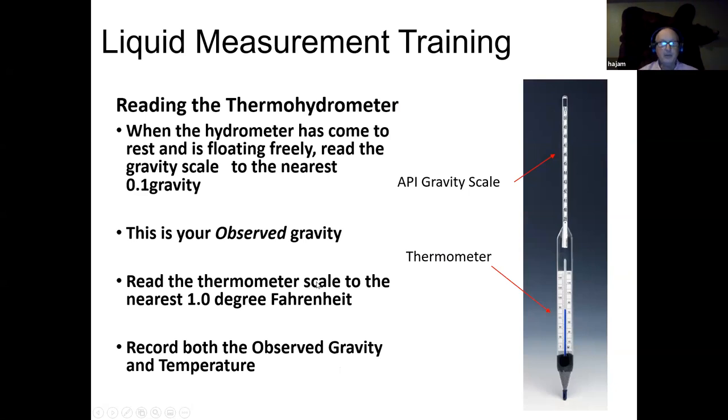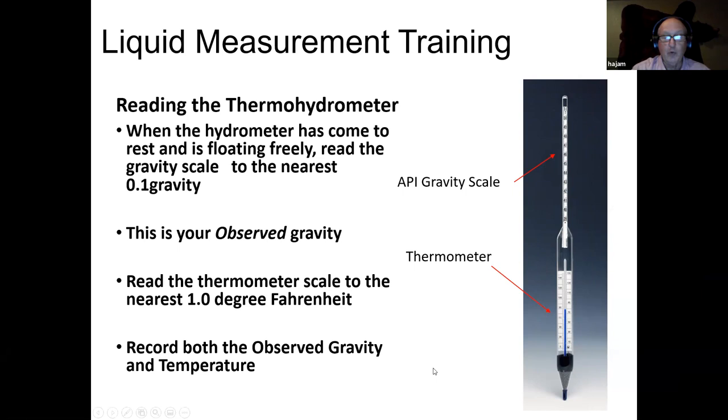After the hydrometer has come to rest, read the gravity scale to the nearest 1/10 gravity. You see they're graduated. I know this is not a very good picture to demonstrate that, but there are graduations between each one of these. So with 1 degree graduations, we want to read to the nearest degree. If we're above midway between 44 and 45, above 44 and a half, we want to round it off, whether it's high or low.